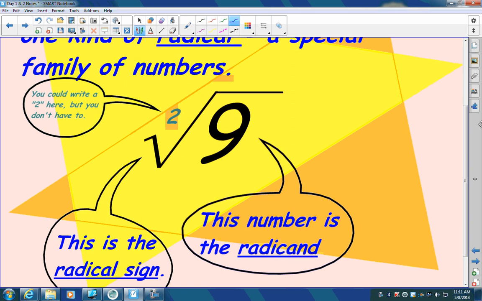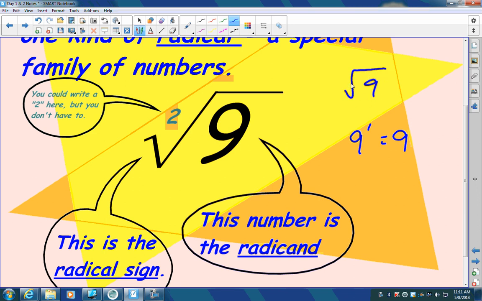Now, when I was writing the square root, did you see me putting a 2 right here, like here? No. When you have the square root, you don't have to write that there. Just like when we write the number 9, it's 9 to the first power, we don't write it like that. It's just 9. Same thing with your square root sign. You don't write the 2 on there.